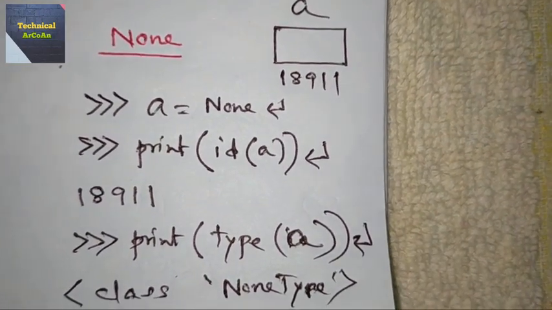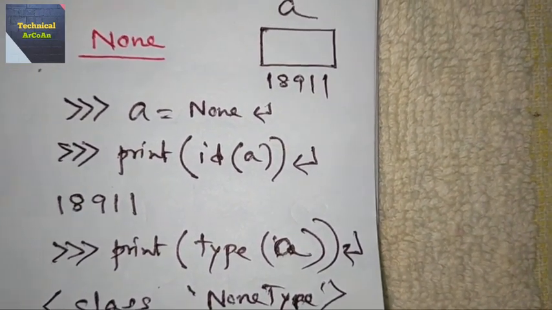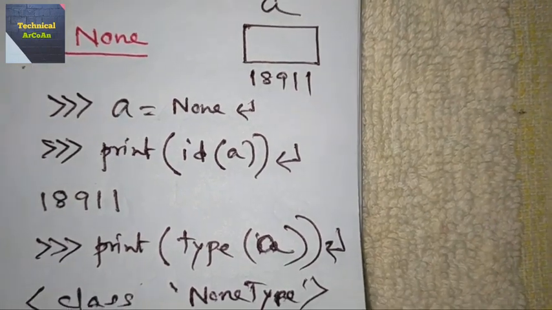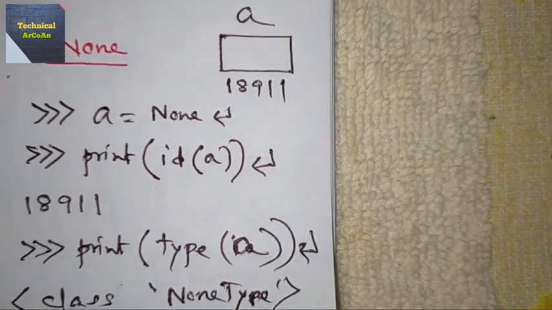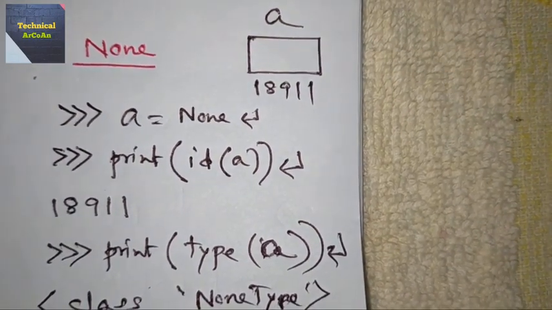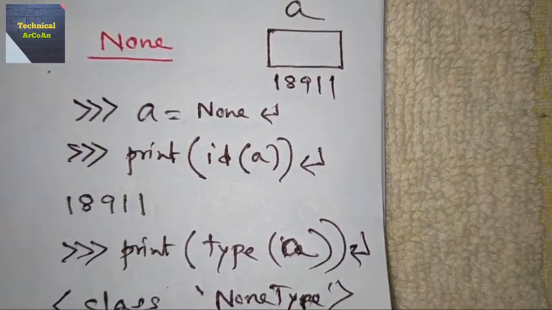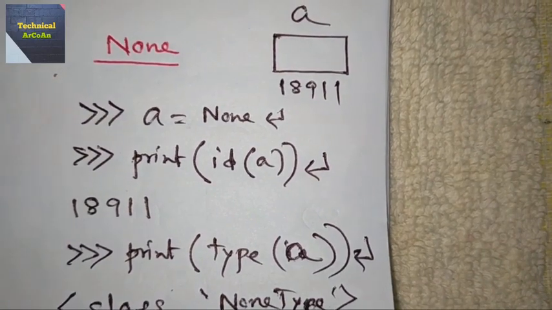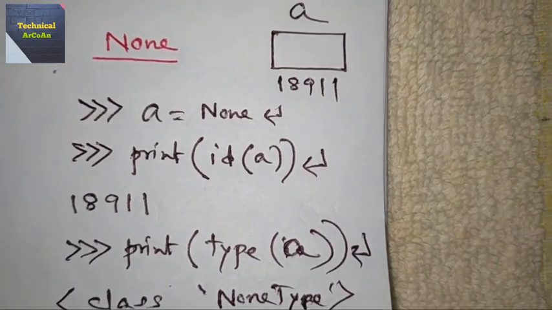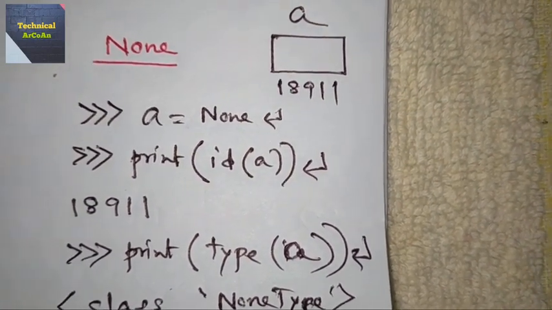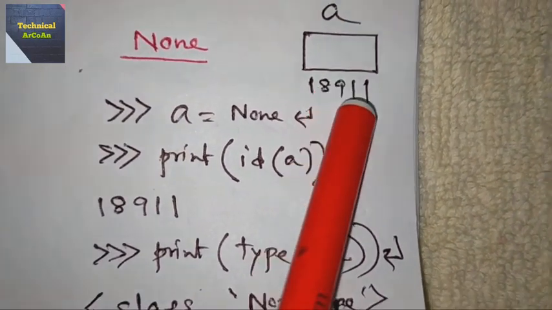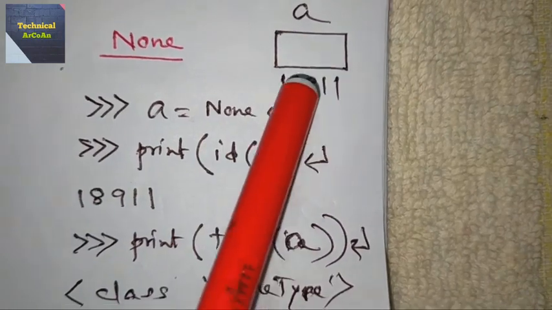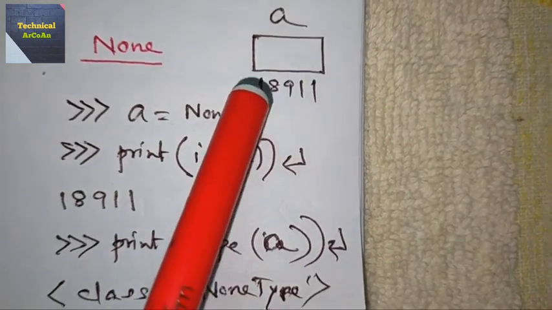The most important point for the None data type is to remember that inside Python only one None object can be created. If you assign None to any number of variables, all the variables are going to represent the same object. Means only one None object will be created in memory.